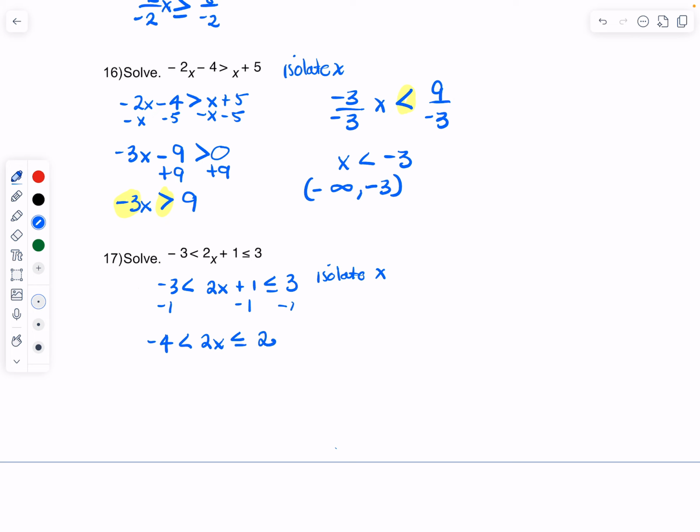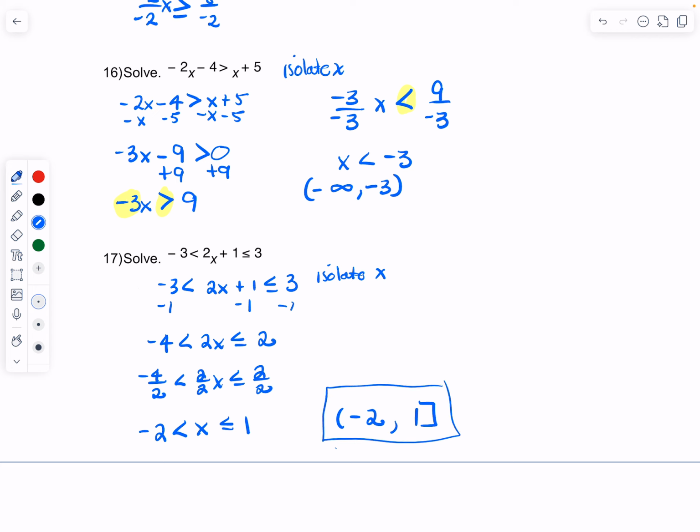My next step is to get x by itself. So negative 4 divided by 2 is less than 2x divided by 2, which is less than or equal to 2 divided by 2. So negative 4 divided by 2 is negative 2, is less than x, which is less than or equal to 1. If I write this up in interval notation, negative 2 is my smallest value. And remember, it's a soft parenthesis because there's no equal sign. And it's going to positive 1, which is included because there's an equal sign in that inequality. So negative 2 to positive 1 would be my solution set for number 17.